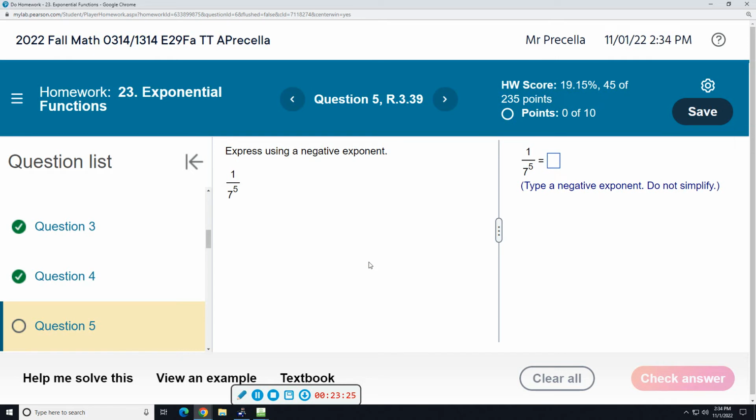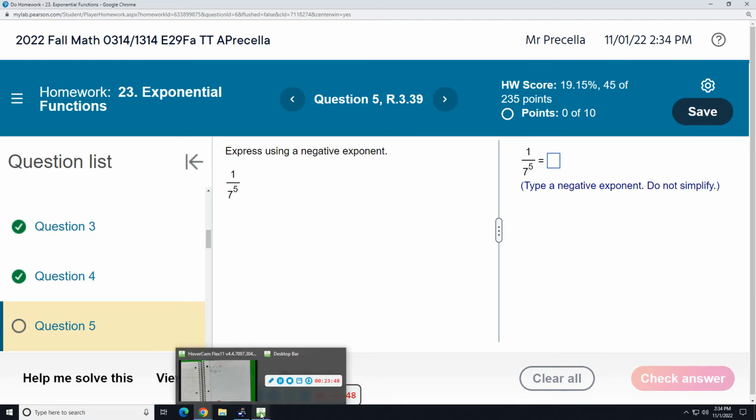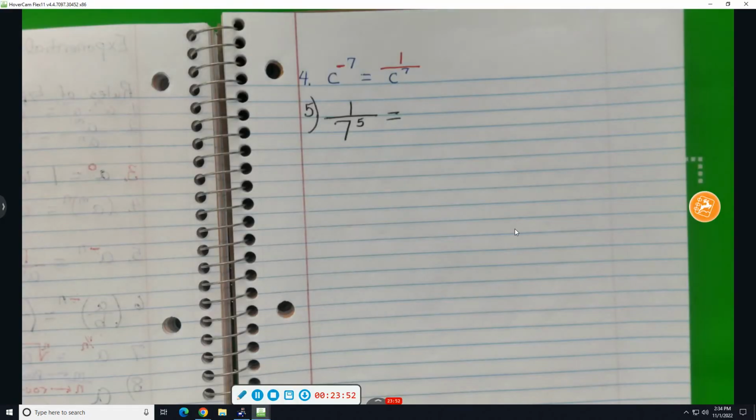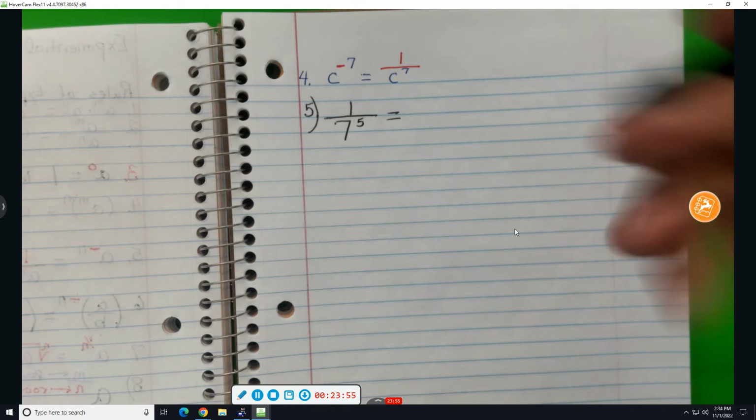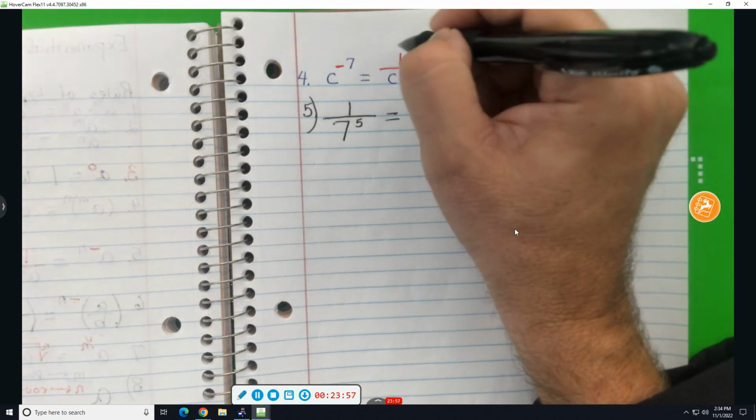Number 5 says write this with a negative exponent. So in algebra you always go in one direction, then you go in reverse, and that's what we're doing right now. This is problem 5. Express it using a negative exponent. So your final answer is going to have a negative exponent. So we're basically going in reverse right here.